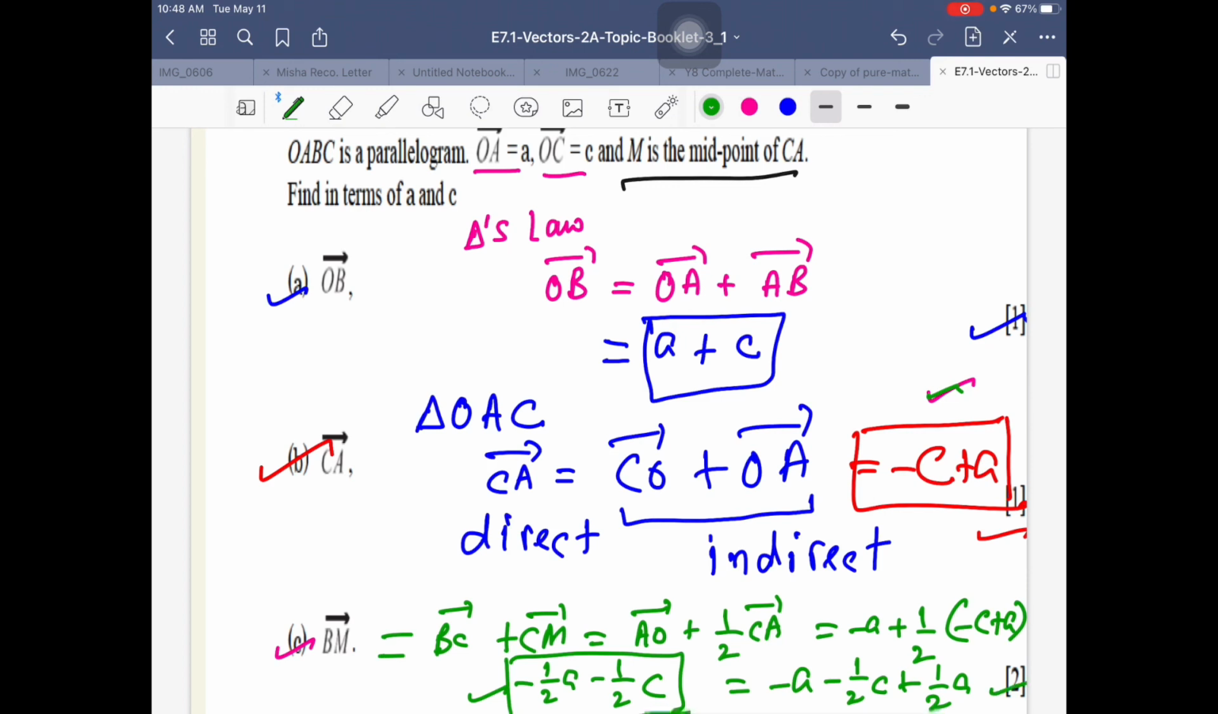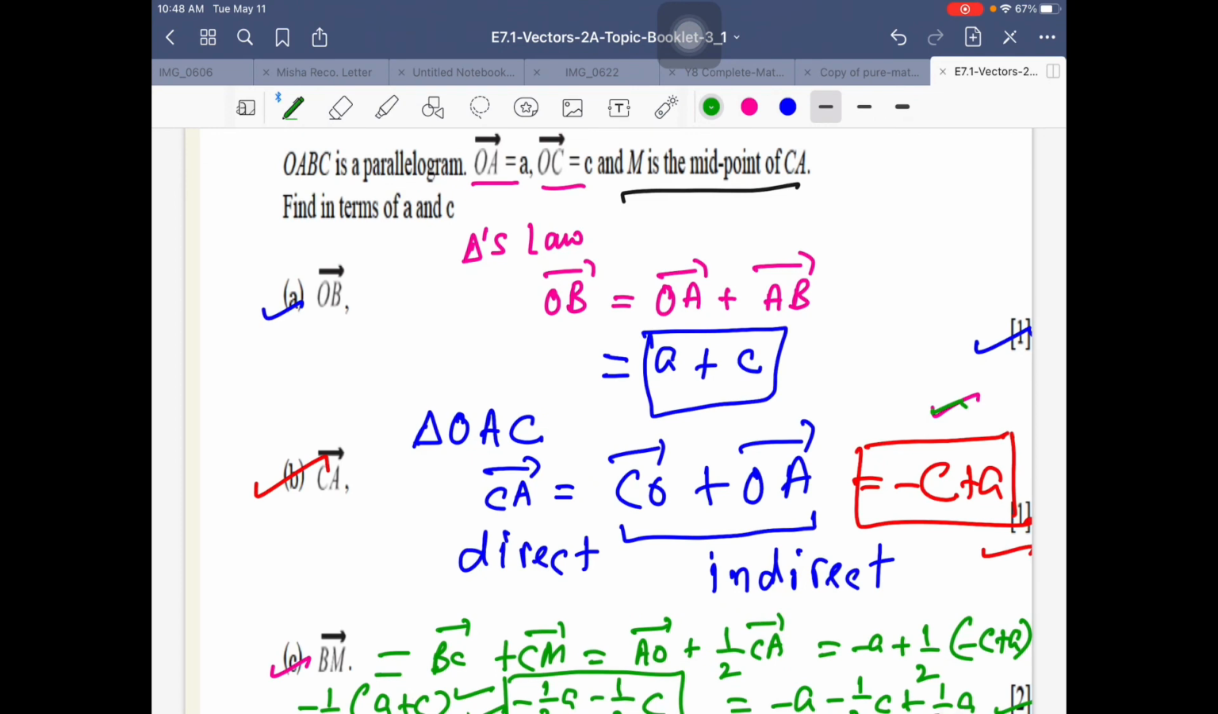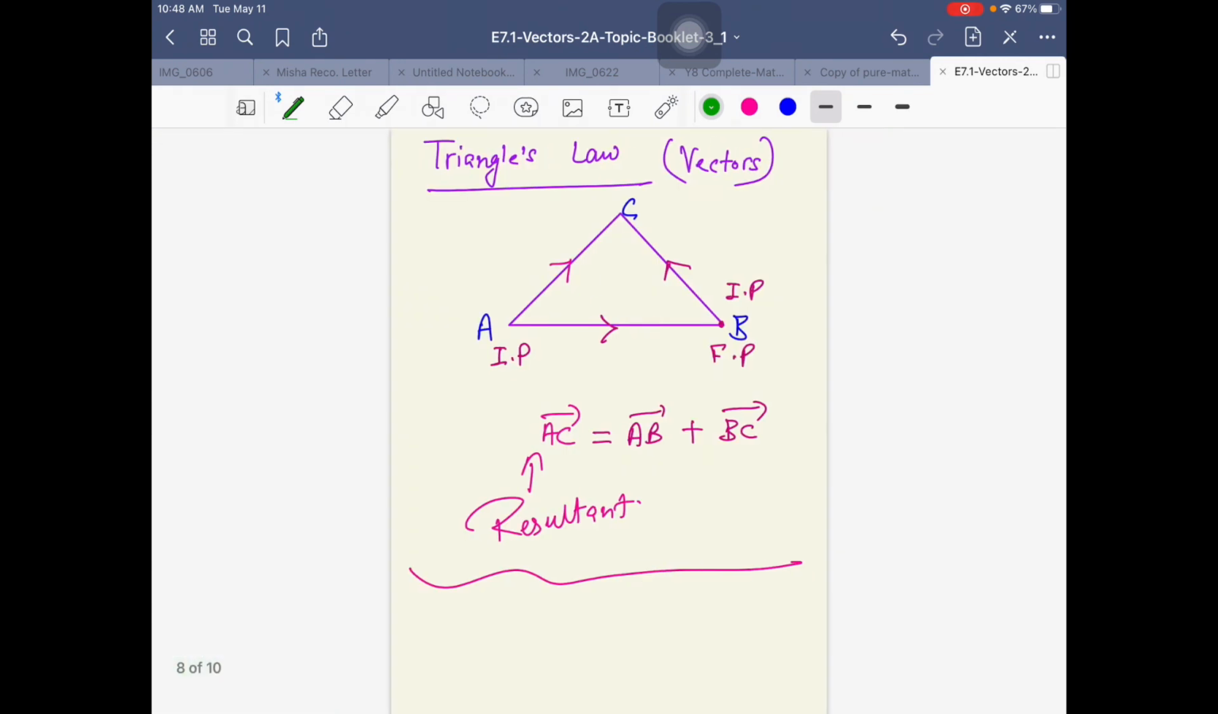2 marks done. We can write this way if we want: negative half times (a plus c). Both are okay. I hope you guys understand. We found out the values of all the vectors, CA vector and BM vector, by using triangle's law of vector addition.